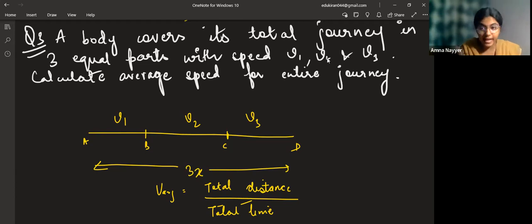X. Very good, Sarah. It means this distance is x, this distance is x, and this distance is x. That's why the entire will become 3x. I have assumed that total distance is 3x. So entire distance is 3x. So now each part is receiving x, x, x, right?